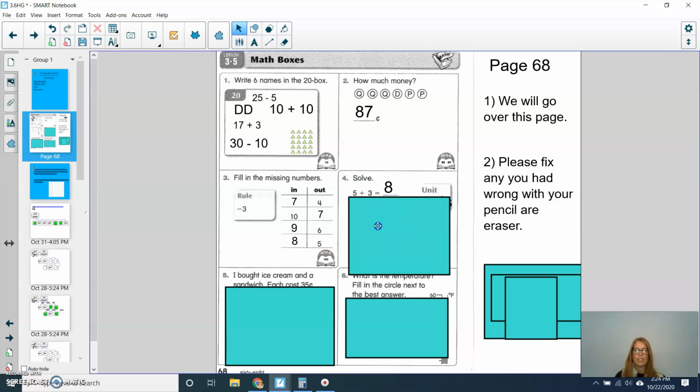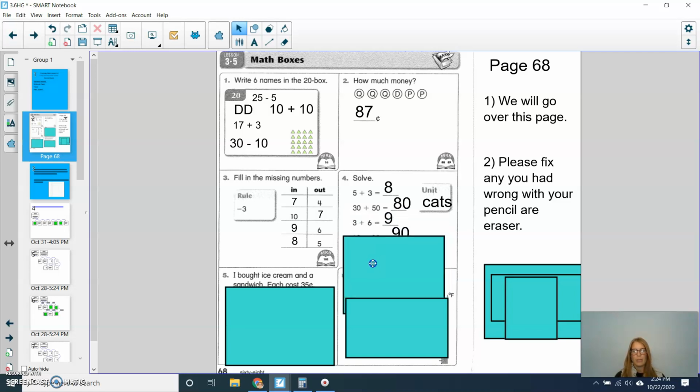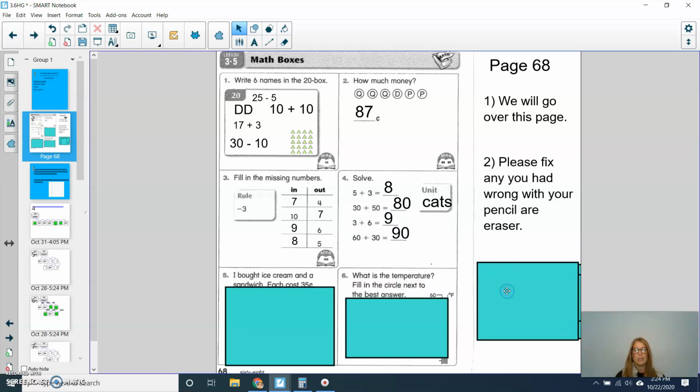For question number 4, solve. So I know 5 plus 3 is 8. So 30 plus 50 is 80. I know 3 plus 6 is 9. So 60 plus 30 is 90. And the unit that I chose today were cats.